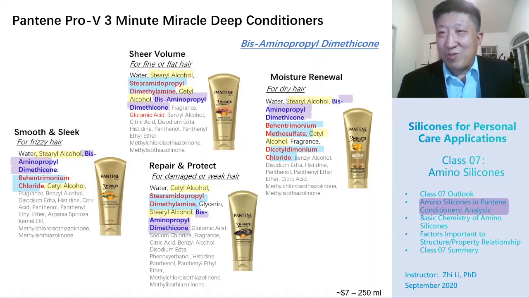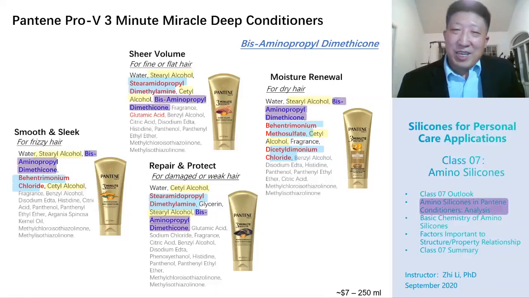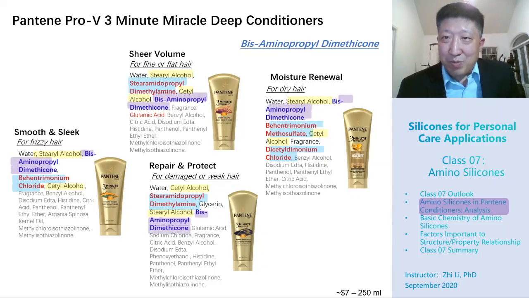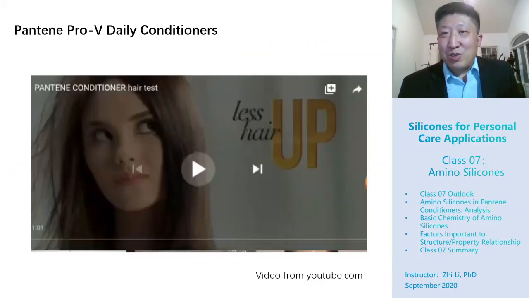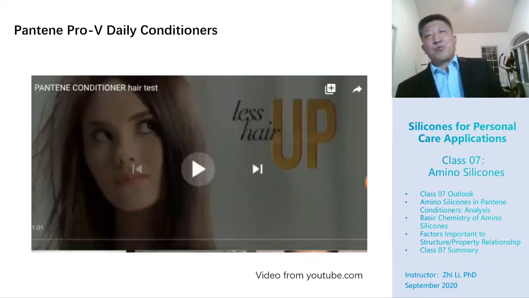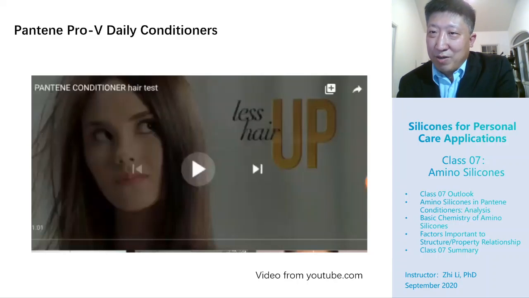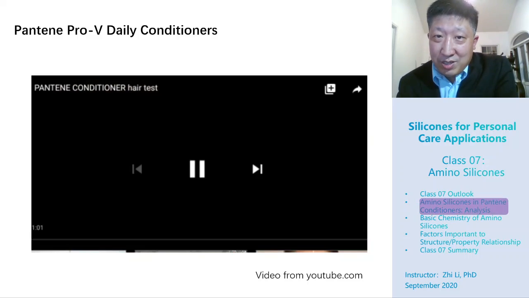I would look at all the different products from P&G. I would look at all the literature in the public domain. I would look at the patent literature, to try to understand what's going on with bis-amino propyl dimethicone. Okay, let's just try to see more. I'm not working for P&G, but we know Pantene Pro-V Daily Conditioner is a very high sale conditioner, probably the top one. I think this is what they're trying to say here.